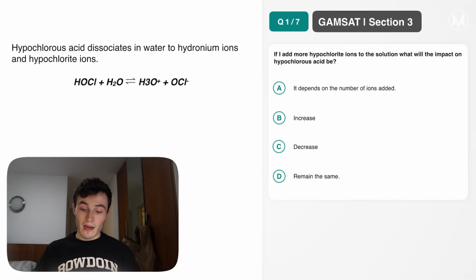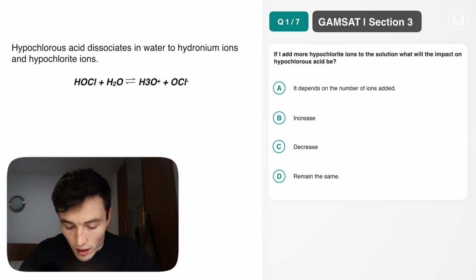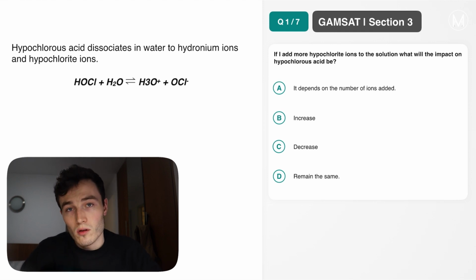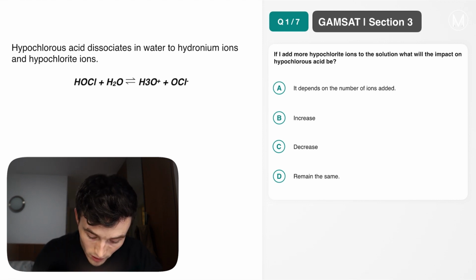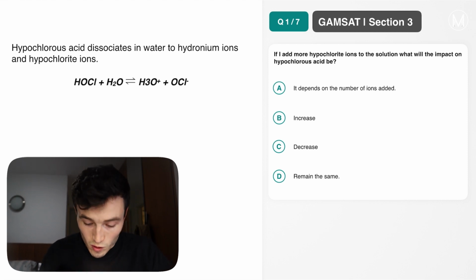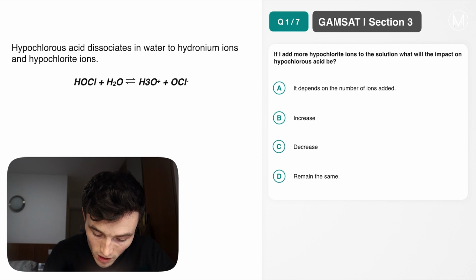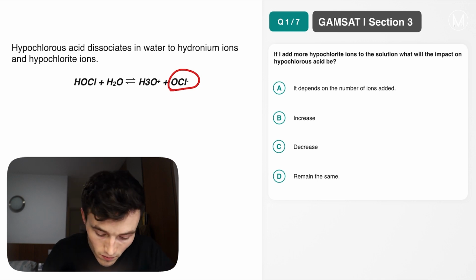Okay guys, so hopefully you've had a chance to tackle that question. So let's think about what we are given and what we've been asked. We've been asked about two important things. We've been asked about hypochlorite ions. If we're adding those to the solution, how is that going to impact the hypochlorous acid? Well, first of all, do we understand what is going on here? The hypochlorite ions, just for clarification, are here, and that means they're on the right-hand side of the equation, whereas the hypochlorous acid is on the left-hand side of the equation.